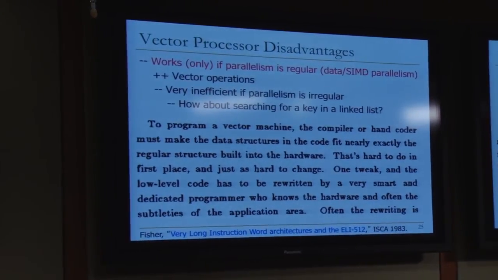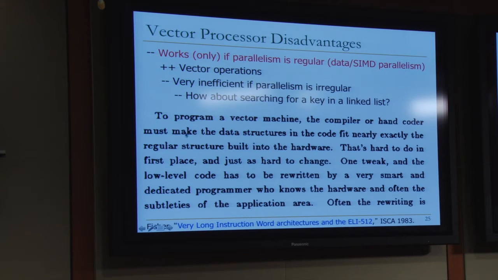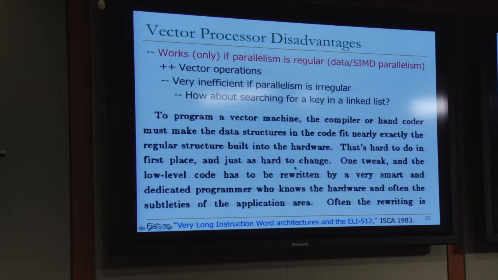Okay. This is a quote, actually, from a paper that I'm going to recommend you to read. This is the paper that introduced very long instruction word architectures, VLIW. Josh Fisher in that paper says, to program a vector machine, the compiler or handcoder must make the data structures in the code fit nearly exactly the regular structure built into the hardware, which is what we've seen, right? Multiple operations, multiple data elements operated on by a single instruction. That's hard to do in the first place and just as hard to change. One tweak and the low-level code has to be rewritten by a very smart and dedicated programmer who knows the hardware and often the subtleties of the application area. And GPUs are actually kind of like that, except they've alleviated some of these concerns, as we will see.